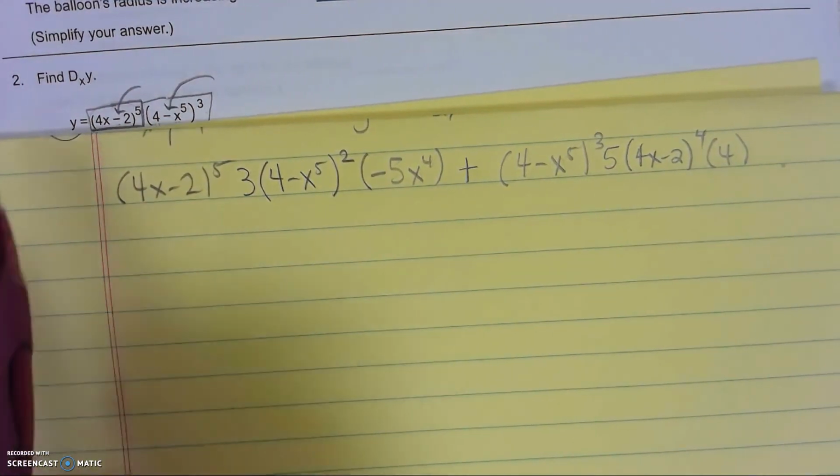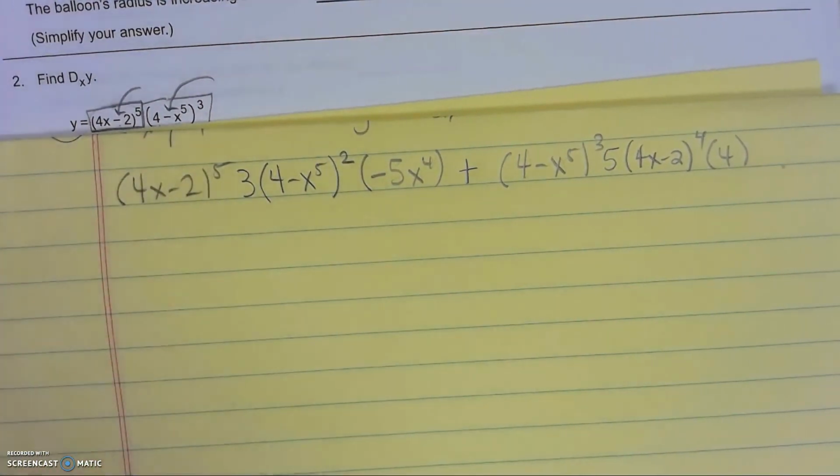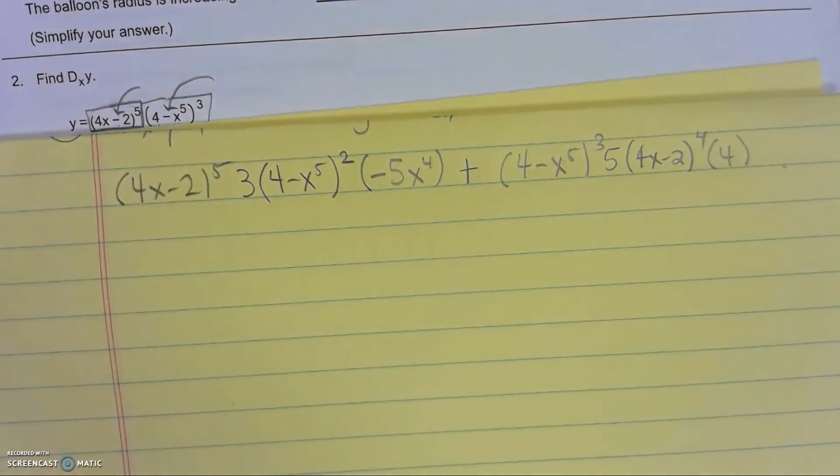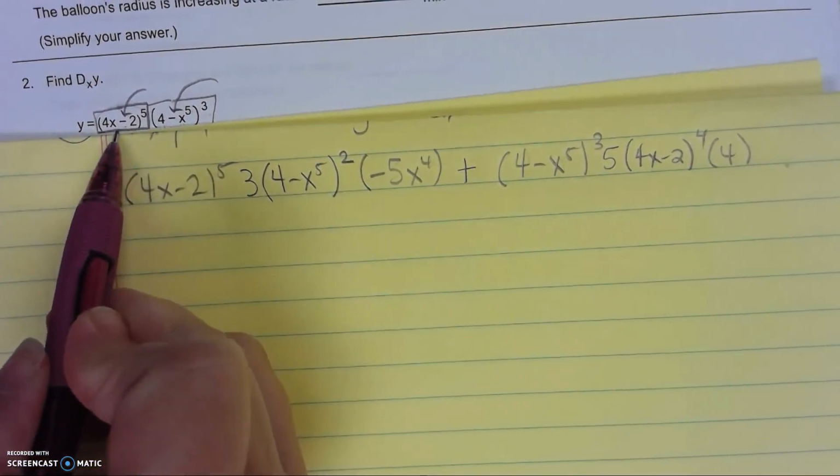Okay, so look at the problem and say, what is the overall thing that's happening? And that is a product. Two things are being multiplied together. The product rule must be used. Then take each individual factor and apply whichever rule is necessary. That would be, in this case, the chain rule for each of them.